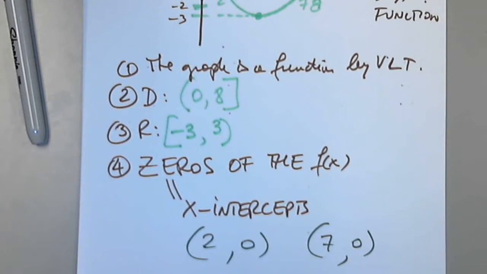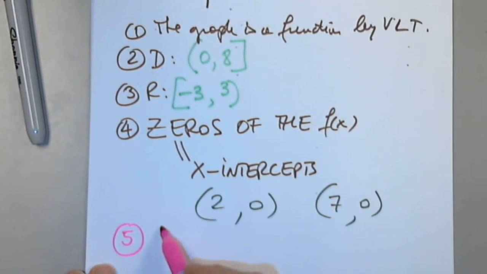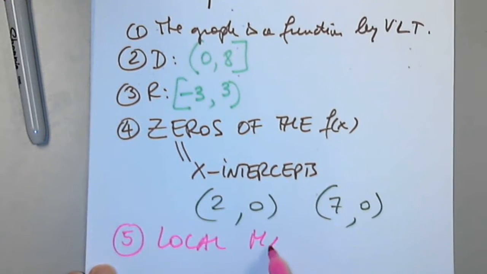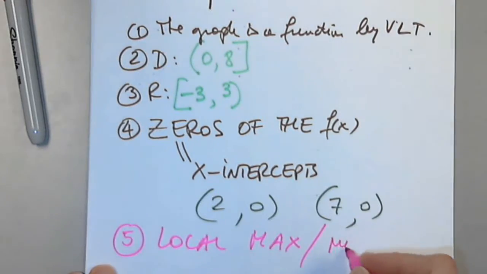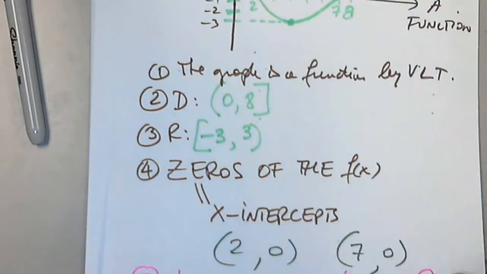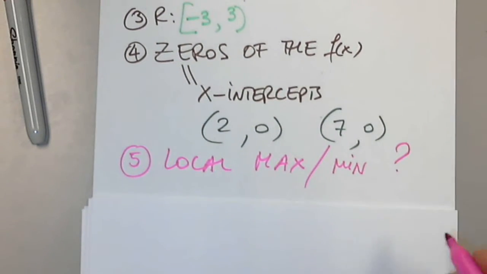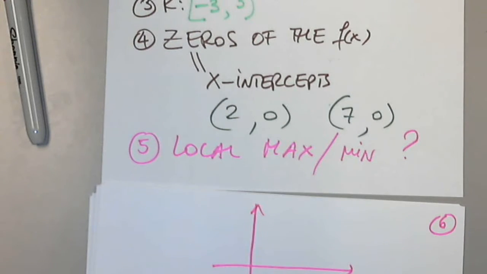Okay. So number 5. Local max, min. What is this? Local max, local min. Let me explain and we'll come back to the problem. So here's an example. Here's a graph of a function. I'm just making this up.